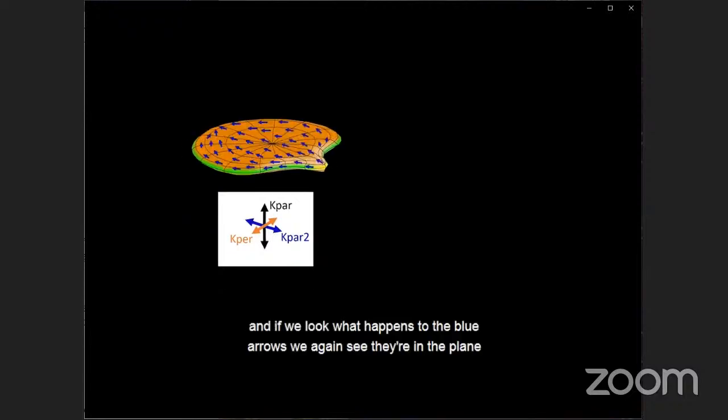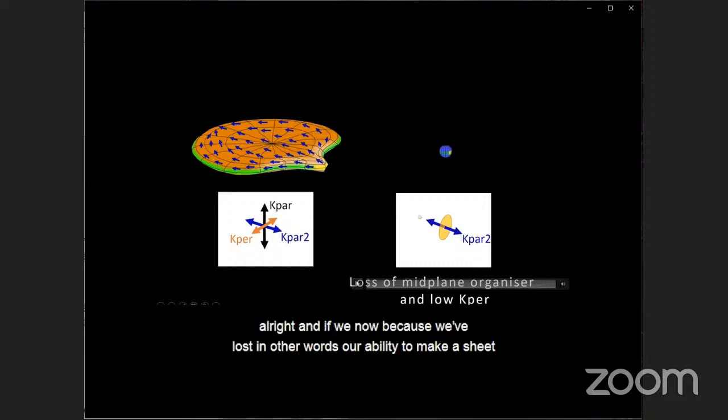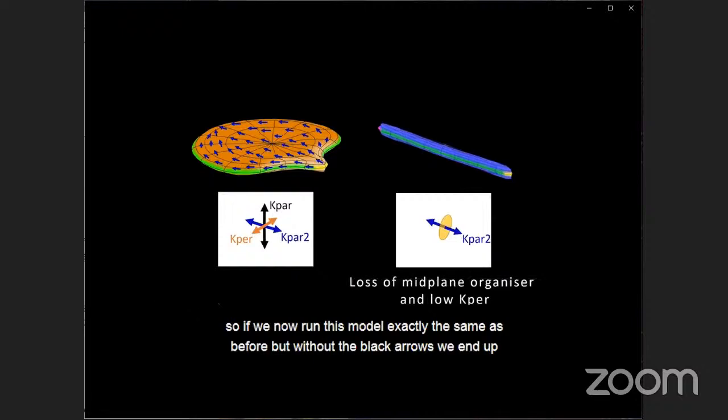And if we look at what happens to the blue arrows, we again see they're in the plane of our sheet. Now, what would happen if we were to take away the midplane? Use exactly the same model, but take away the midplane and lose those black arrows. Okay, well now we've lost the black arrows, and we've only got the blue arrows to orient our growth. In other words, we've lost our ability to make a sheet. So if we now run this model, exactly the same as before, but without the black arrows, we end up with a cylindrical tube.